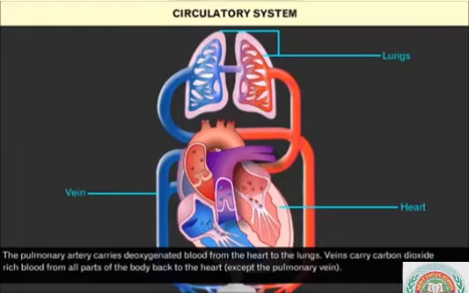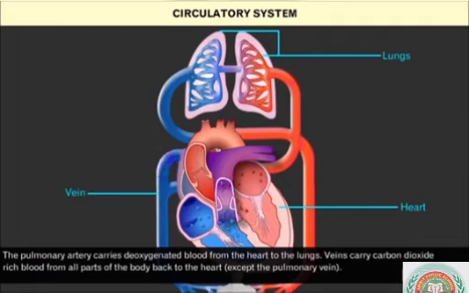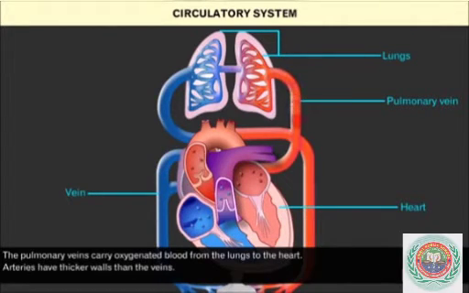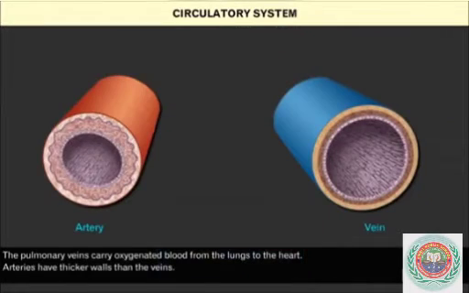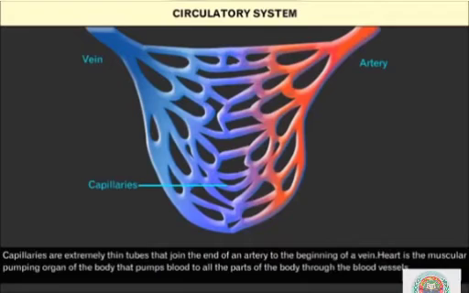Veins carry carbon dioxide-rich blood from all parts of the body back to the heart except the pulmonary vein. The pulmonary veins carry oxygenated blood from the lungs to the heart. Arteries have thicker walls than the veins. Capillaries are extremely thin tubes that join the end of an artery to the beginning of a vein.